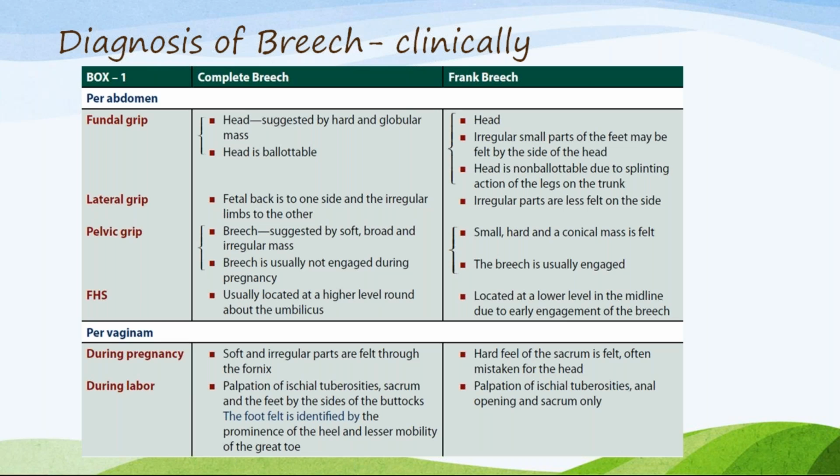During labor, you can feel the ischial tuberosity because it comes down. You can find the presenting part is trochanteric. You may feel the ischial tuberosity, it is a soft foot, but sometimes a foot may be felt because of incomplete flexion. In case of frank breech, you may not be able to feel any limbs. Only the ischial tuberosity and sacrum, which are very hard, can be felt.